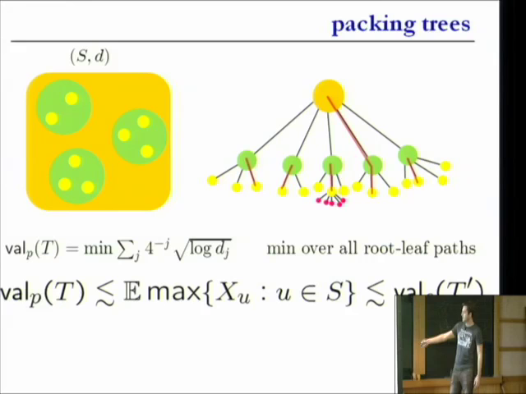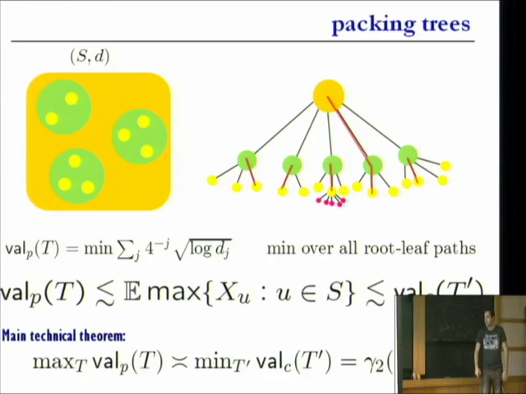And here's the main technical theorem of majorizing measures, that actually the value of the best packing tree and the best covering tree are within a constant factor of each other. So when I take the best possible cover tree here, and the best possible packing tree here, these two things are within a constant factor. Of course, this one is gamma 2.